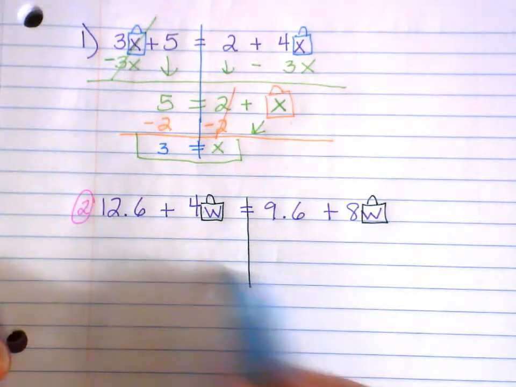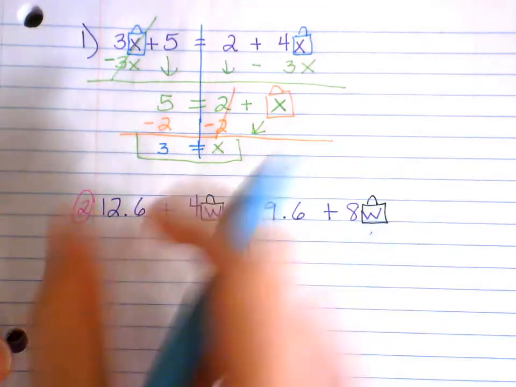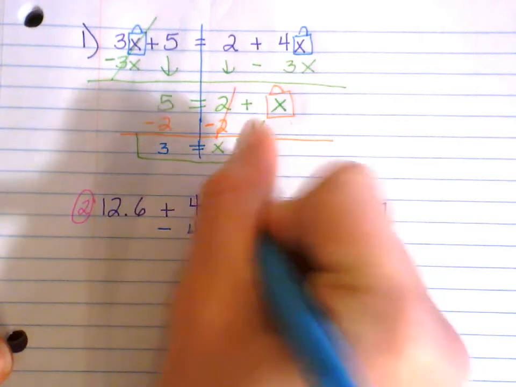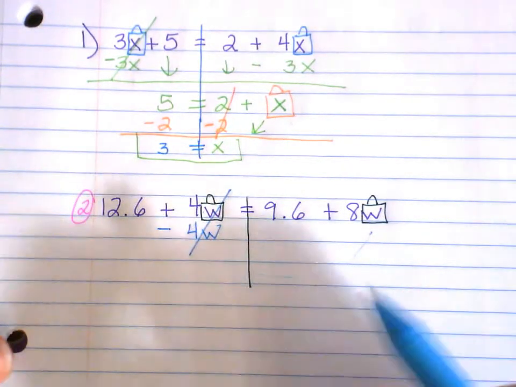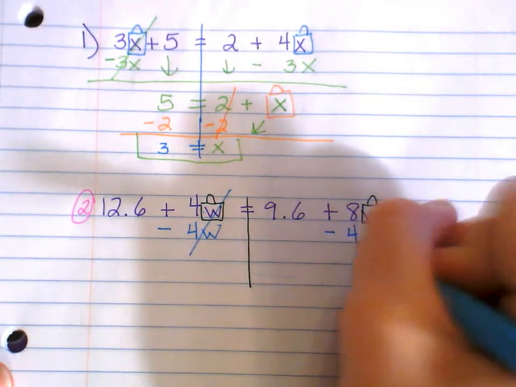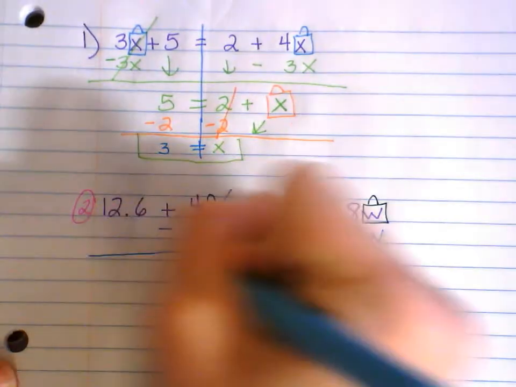So get this 4w over here. First step is get the variables on one side. But Ms. Fry, what if we wanted to get the 8w on the left side? That's fine. You'll still get the same answer in the end. I just like to keep my variables positive.